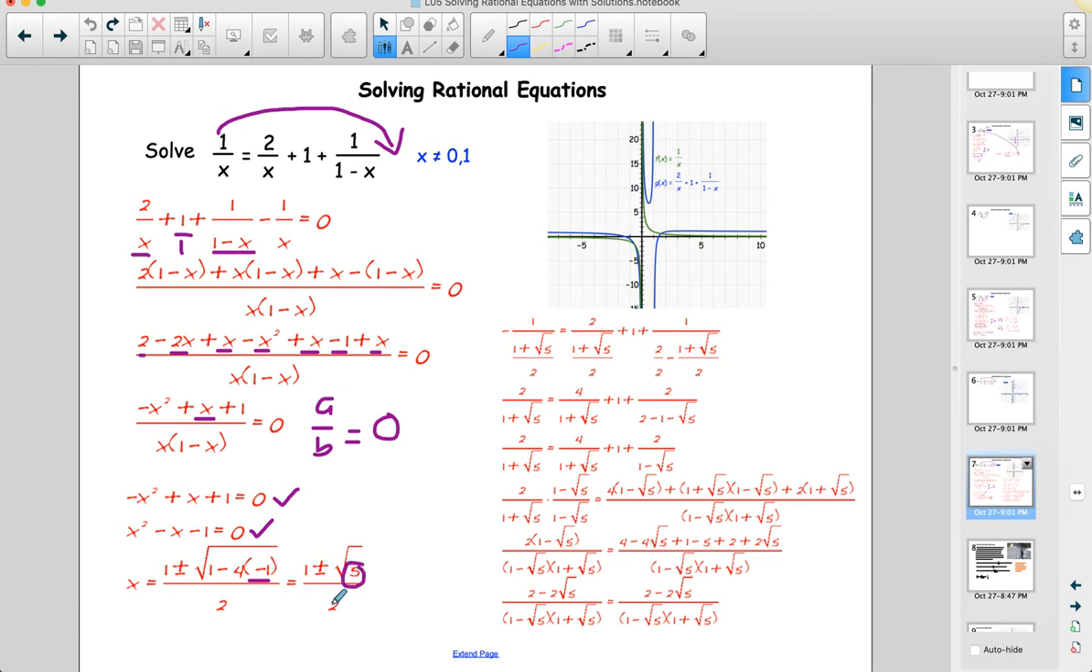So our solutions are x equals 1 plus root 5 all over 2. And that would be this one right here. And the other one is 1 minus root 5 all over 2. And that would be this solution here, where they're meeting right there. Now, I'm going to kind of walk you through. I just checked one of them, and then you should try and see if you can check the other one. More difficult now because this is an irrational number.